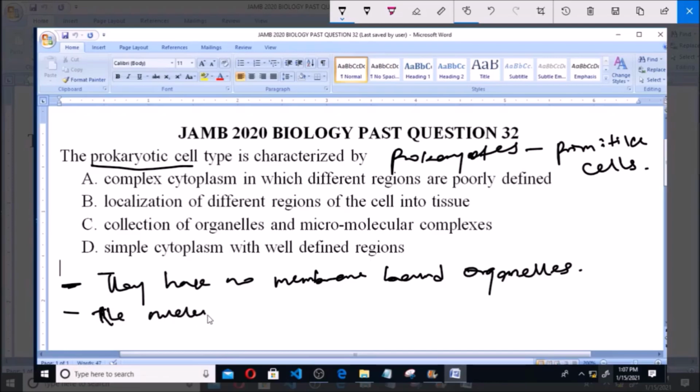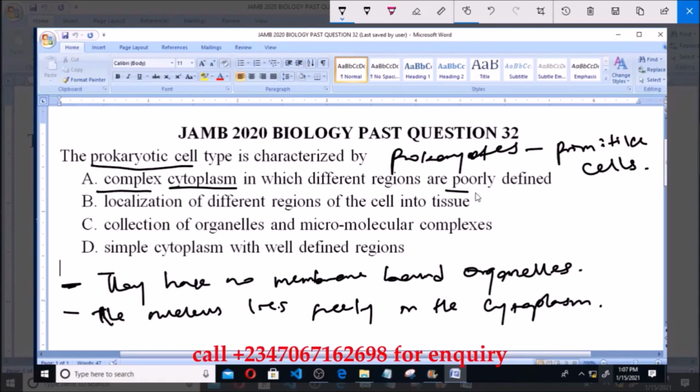The nucleus lies freely in the cytoplasm. Now, due to the lack of membrane-bound organelles, the cytoplasm of a prokaryotic cell is very complex, because these organelles are left freely in the cytoplasm. The different regions are poorly defined, that is, the position occupied by each of the organelles is not well defined. The organelles are left to move freely in the cytoplasm, making the cytoplasm complex. So prokaryotes are characterized by complex cytoplasm in which different regions occupied by the various cell organelles are poorly defined.